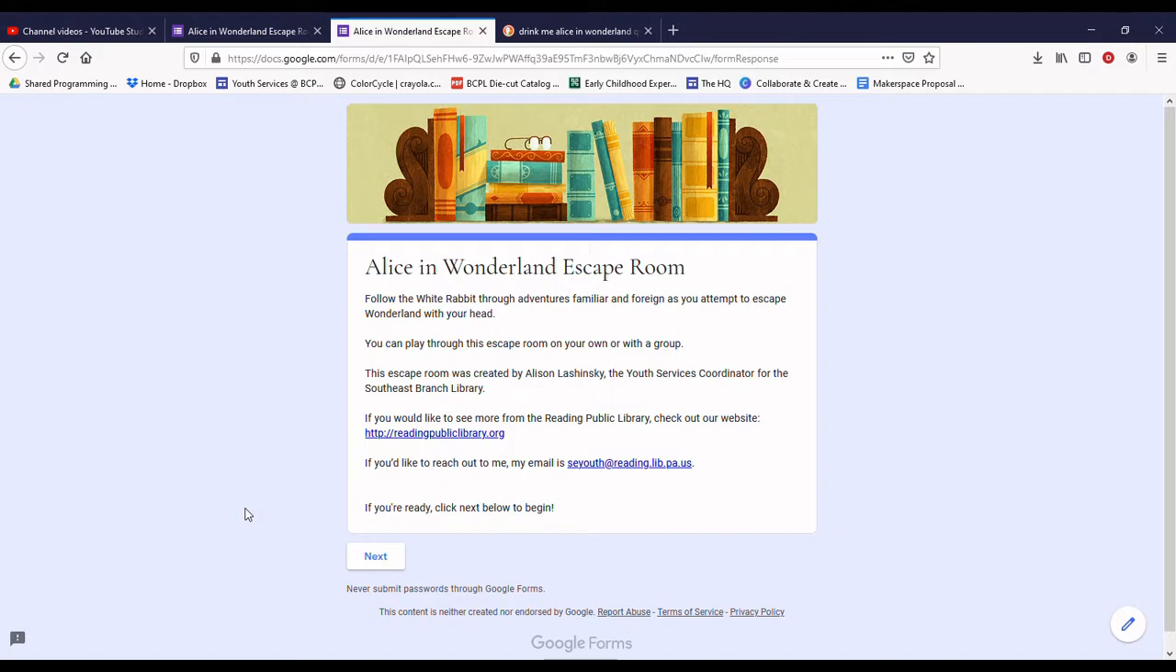If you played our first one, you already know how this works, but if you're new to escape rooms, you are going to be given a story to walk through, and as you do, you're going to solve puzzles and problems to escape whatever the situation is. So, ours is Alice in Wonderland themed. Let's get started.